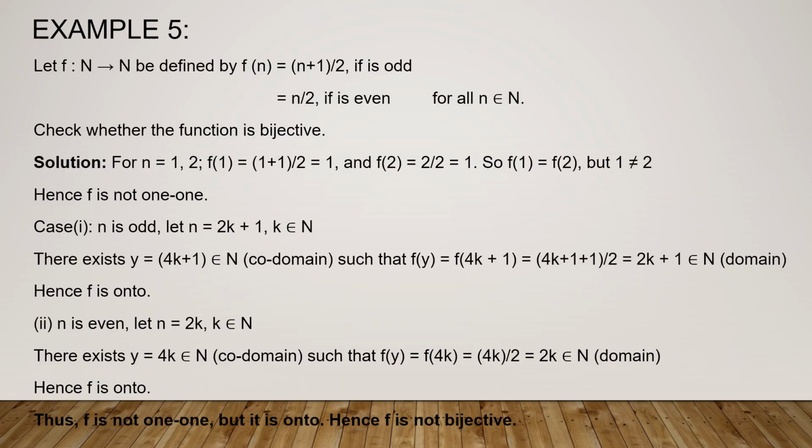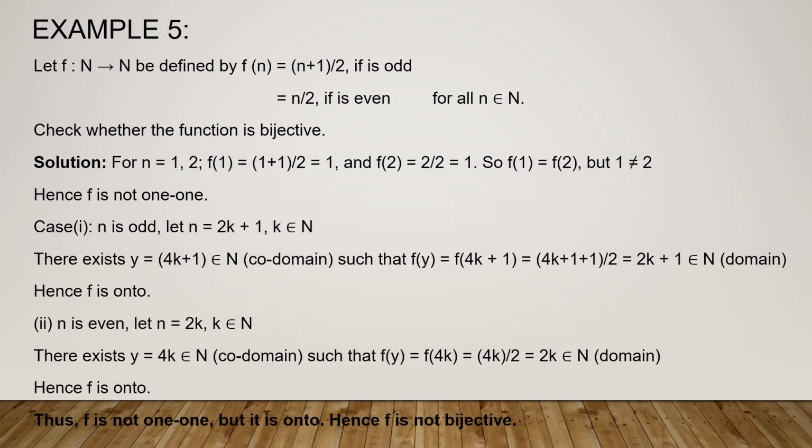Now in this example, let f be a function from N to N, defined by f(n) equal to (n+1)/2 if n is odd, and equal to n/2 if n is even, for all natural numbers n. Check whether the function is bijective, meaning whether it is one-one and onto. First case is, suppose you have f(1), where 1 and 2 are natural numbers.